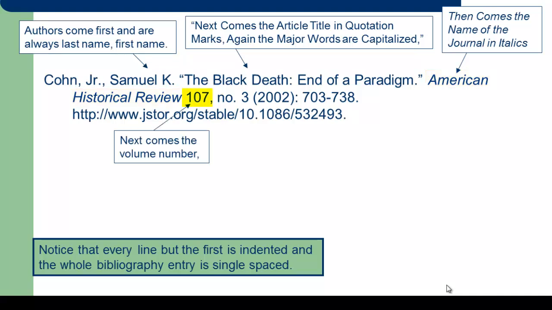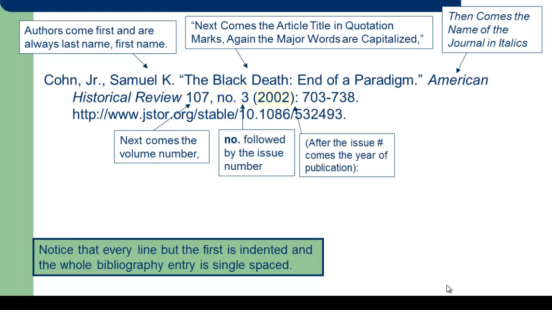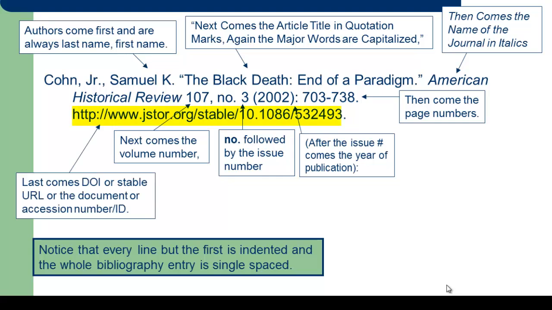This is followed by our volume number, that NO period followed by the issue number, then our year of publication for the article, and different from our footnote, we include the start and end pages. When you are citing a book, you do not include the whole pages of the book in your bibliography entry, but for an article, because they aren't as long as books generally, you do include the start and end page of your article. Lastly comes that DOI or stable URL or the document or accession number or ID that is specific to your article.